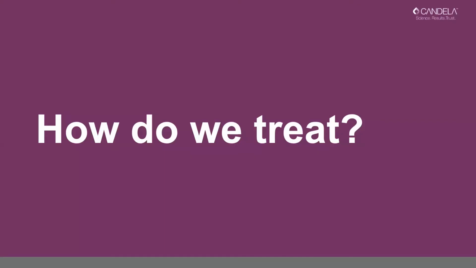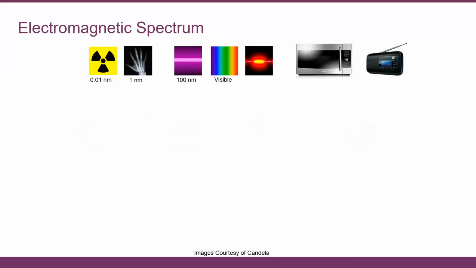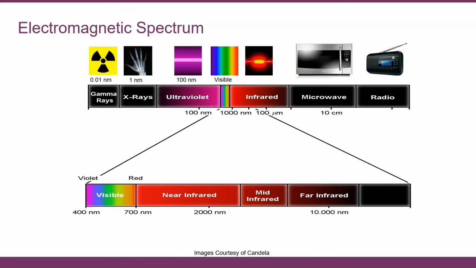So how do we treat vascular conditions? First thing we need to do is think about the electromagnetic spectrum. From the slide here, you can see on the left-hand side, we're looking at gamma rays and X-rays. In the center, we have ultraviolet light, visible light, and infrared light. Then moving to the right-hand side of the screen, we're moving into microwaves and also radio waves, as we can see here.